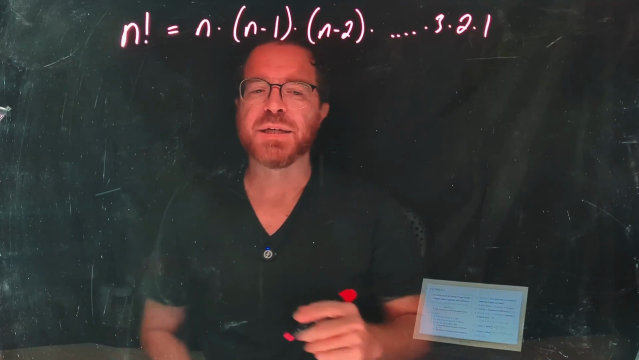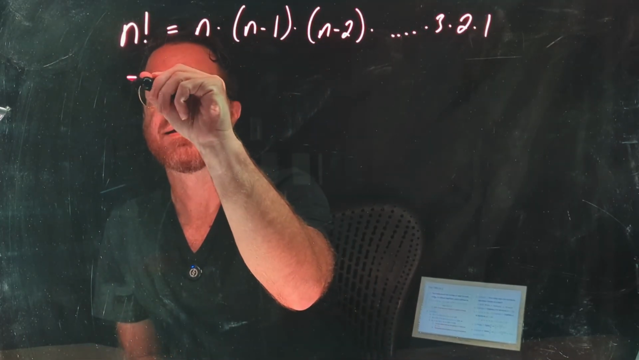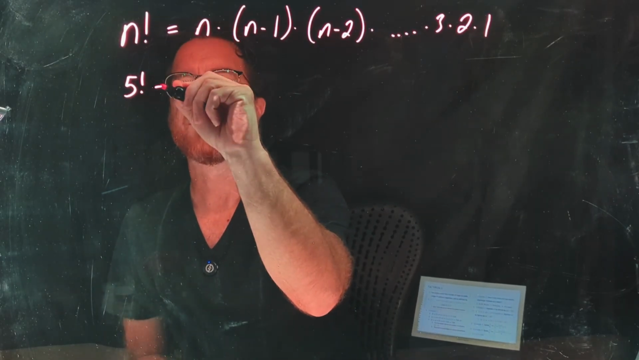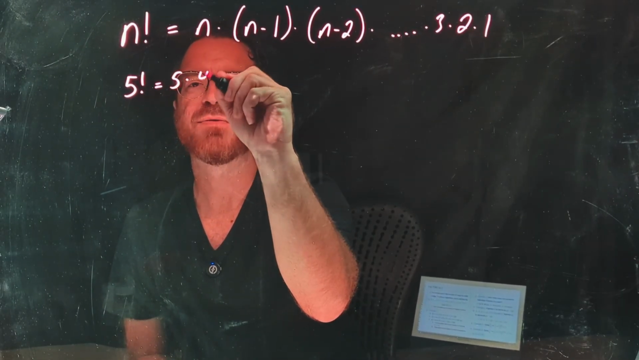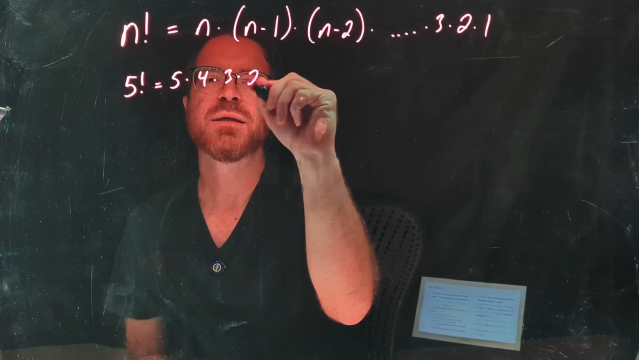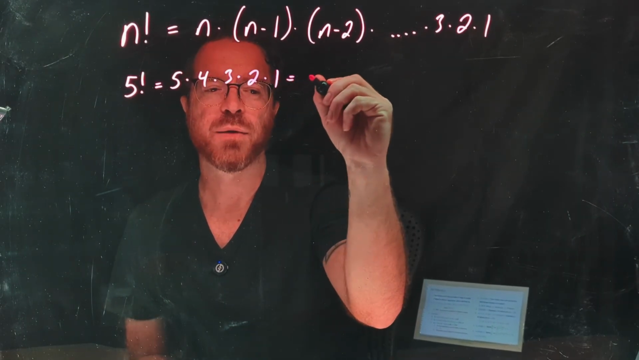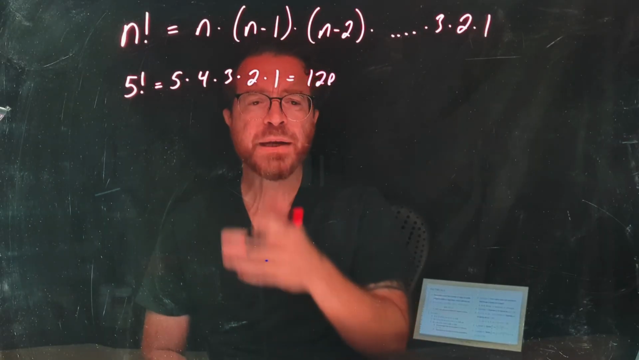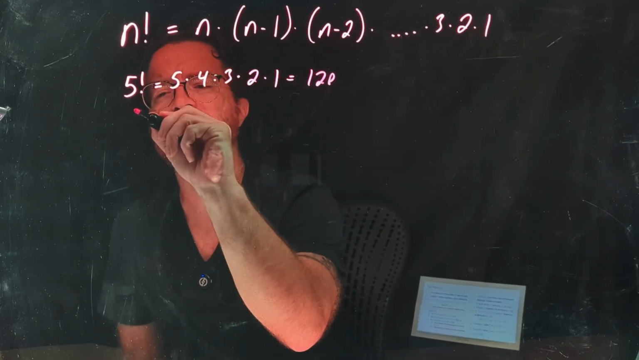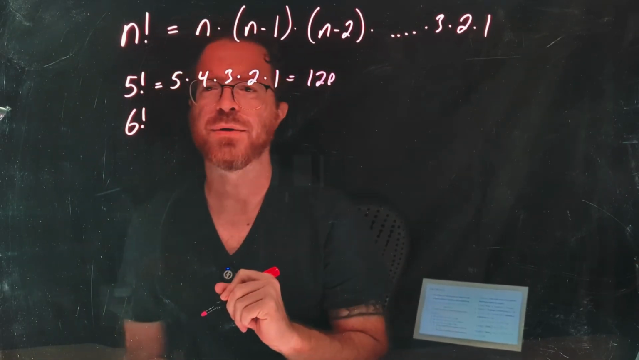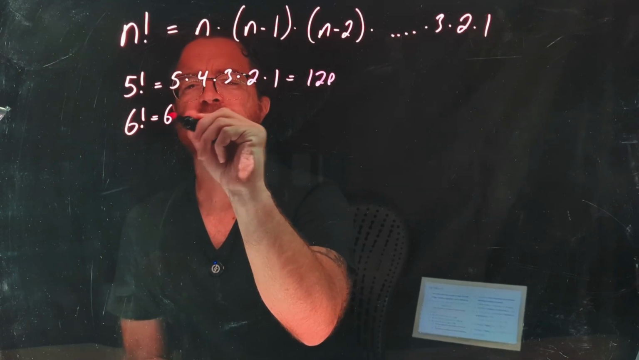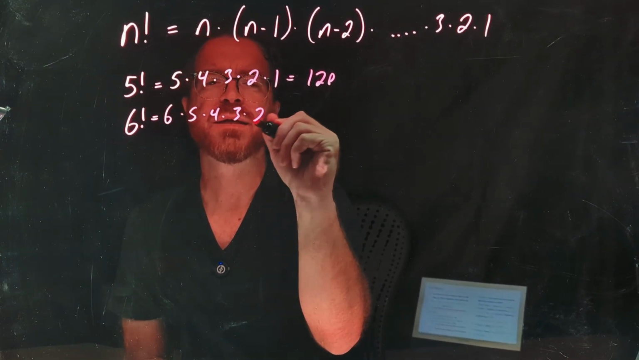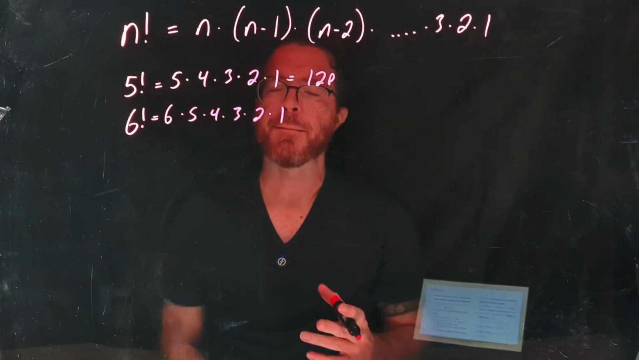So an example of this might be if we had 5 factorial. If we were to write out 5 factorial, it would be 5 times 4 times 3 times 2 times 1, which is equal to 120. Now, let's actually look at what it would be if we had 6 factorial. This would be 6 times 5 times 4 times 3 times 2 times 1.